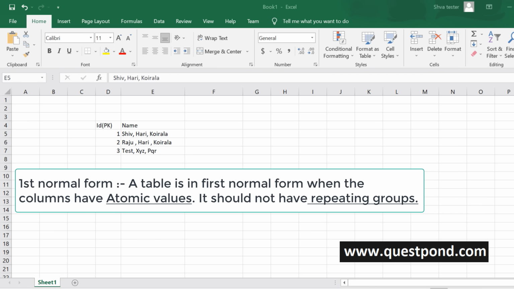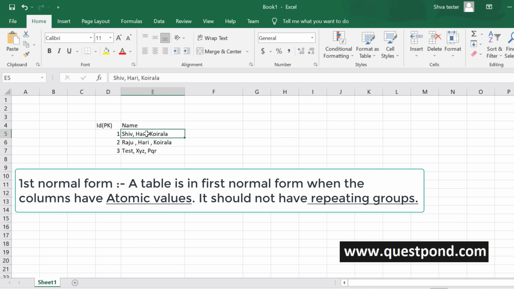A table is in a first normal form design when the columns have atomic values. A database is in a first normal form, or it fulfills first normal form, when the columns have atomic values or they do not have repeating groups. So what do you mean by atomic values?